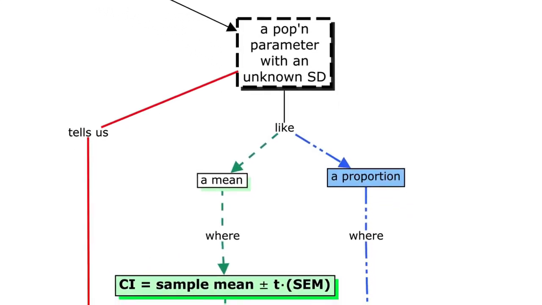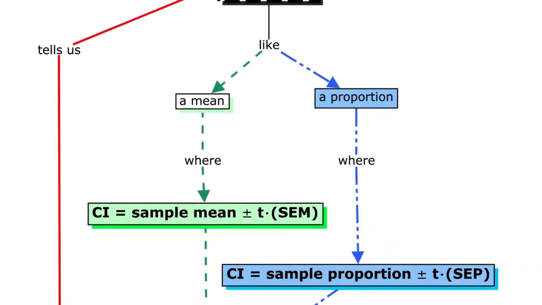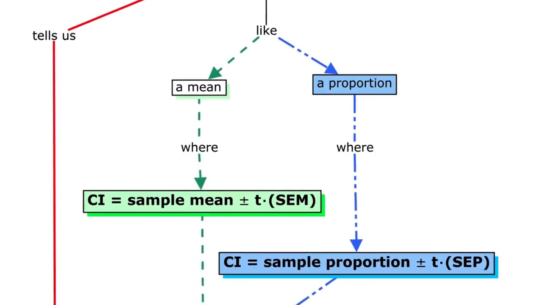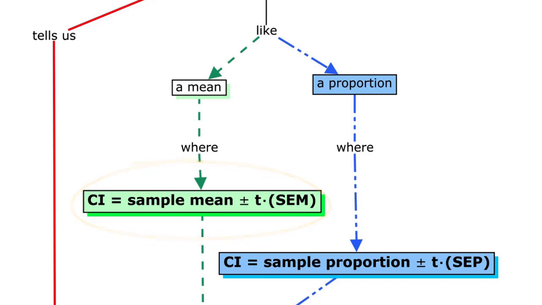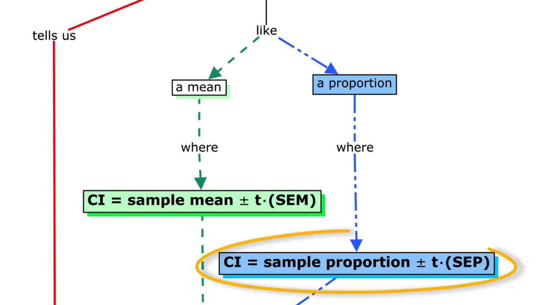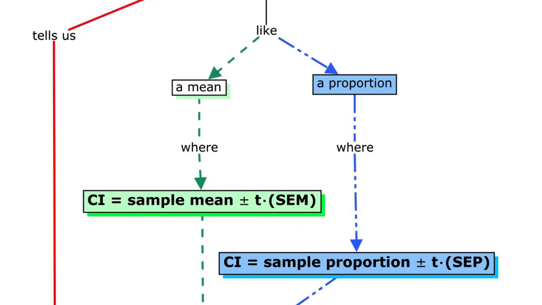In the case of a mean, where we want to construct a confidence interval for the mean and the standard deviation for the population is unknown, we would modify our formula ever so slightly, so that the confidence interval is equal to the sample mean plus or minus t times the standard error of the mean. In the case of proportion, our confidence interval is constructed as being the sample proportion plus or minus t times SEP, or the standard error of the proportion. So what is this t thing?